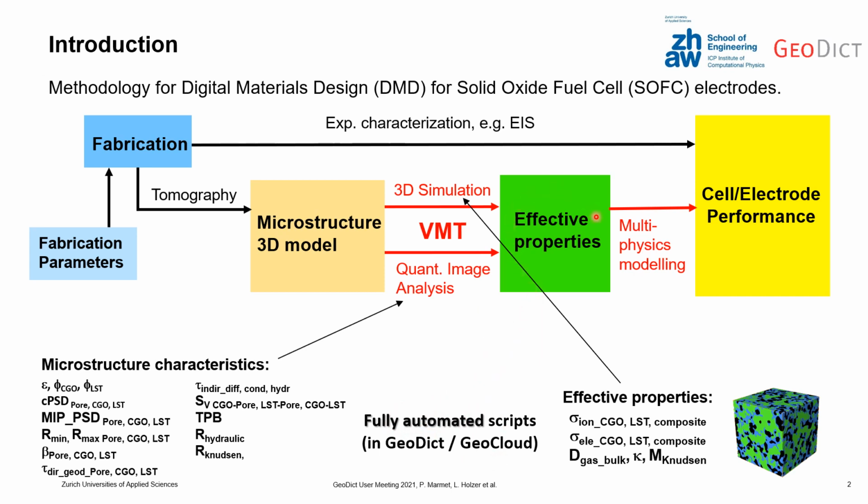To get then from the effective properties to the cell performance, we use a multi-physics model, which includes all the relevant physical effects for this performance prediction. To then close the loop for a fully virtual optimization, we also need to be able to create realistic virtual microstructures, and this we do with stochastic modeling.